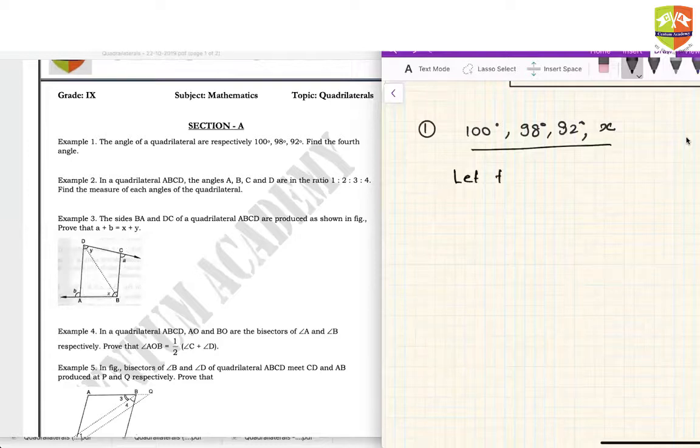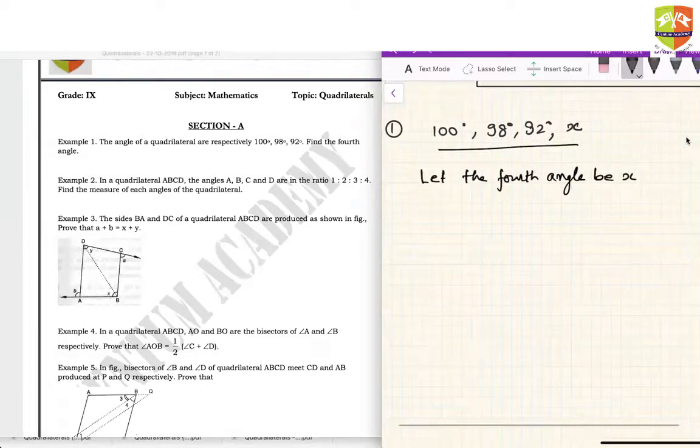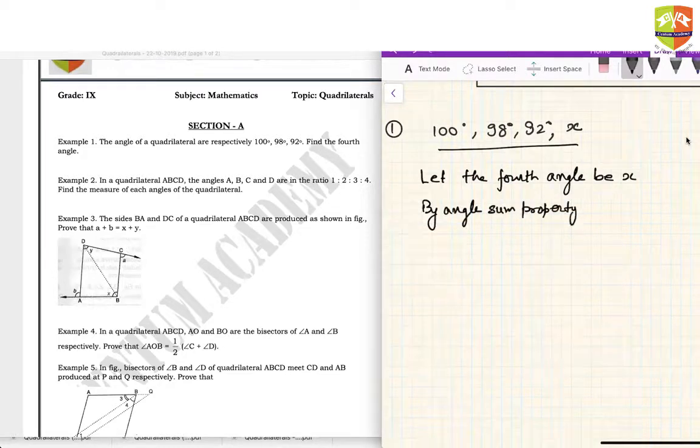Let the fourth angle be X. Okay, let the fourth angle be X. Now by angle sum property of a quadrilateral, we get, what do we get? 100 degrees plus 98 degrees plus 92 degrees plus X is equal to 360 degrees.